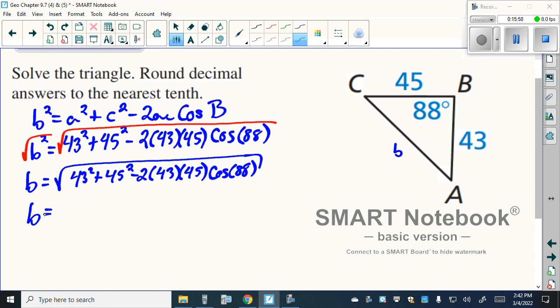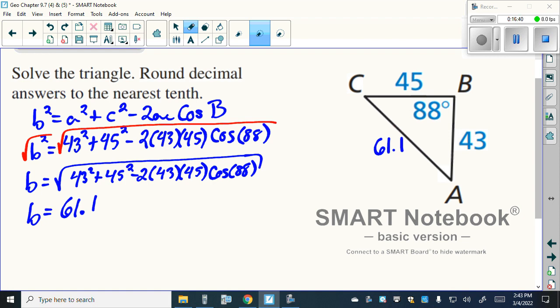And we should get 61.14, which to the nearest tenth would be 61.1. Any questions on this here? Now, since 61.1 is definitely the biggest side, yes? Well, that means the other two angles have to be less than 88. Any questions on this before we find the next angle, or first angle?